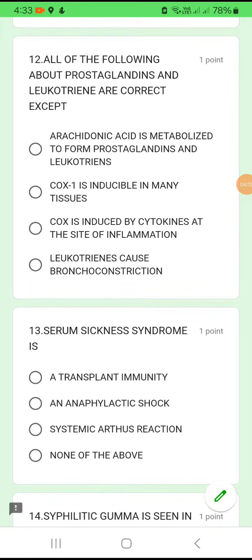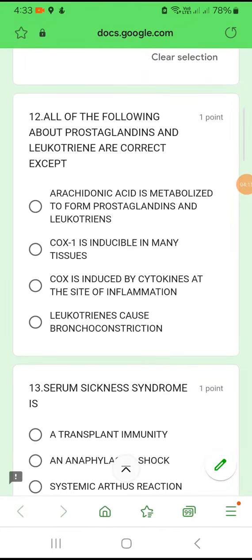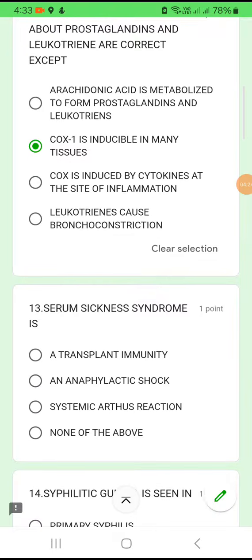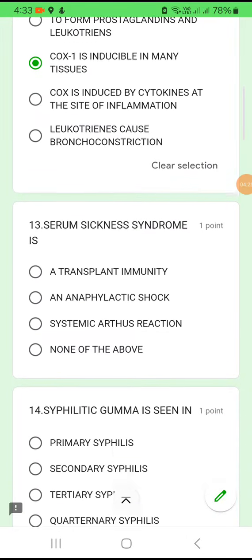Last option, leukotrienes cause bronchoconstriction. So the last statement is also correct. Leukotrienes will cause bronchoconstriction. So the one which is a wrong statement here is the second option. COX-1 is inducible in many of the tissues is a wrong statement. So the answer will be option B.